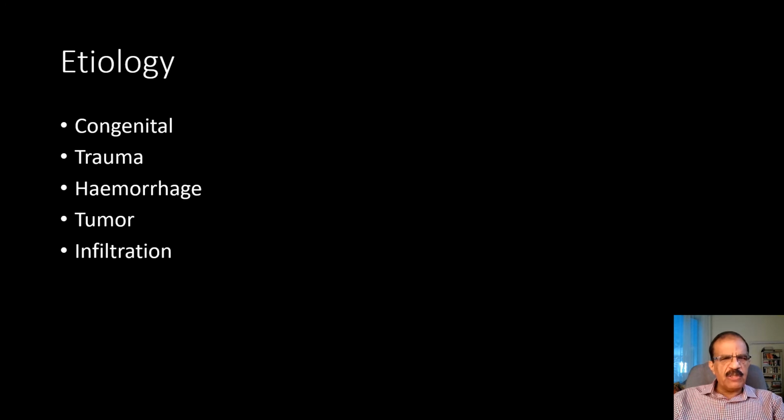Then infiltration. There are many conditions where the tissues are infiltrated, like histiocytosis, tuberculosis, lymphoma. So I think these conditions can also destroy the pituitary. Just imagine any condition, any traumatic condition, malignant condition, hemorrhage or any infiltration of the pituitary fossa which can damage the pituitary gland. And it could be congenitally absent also.